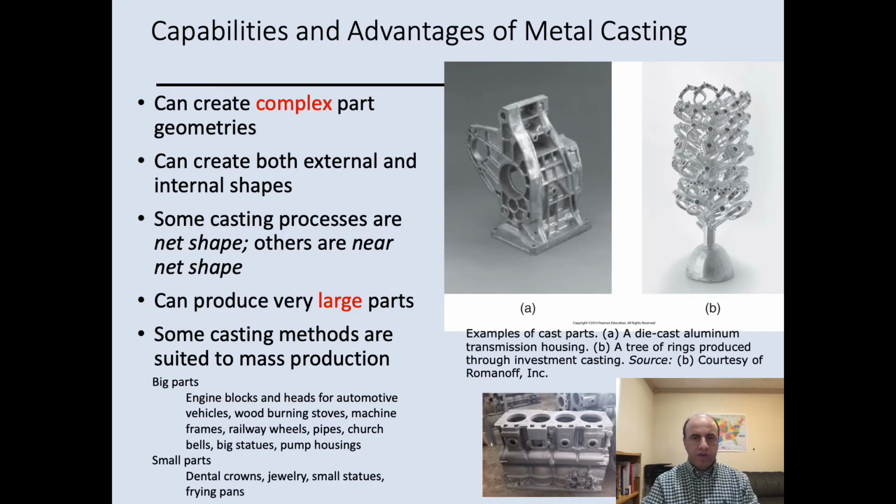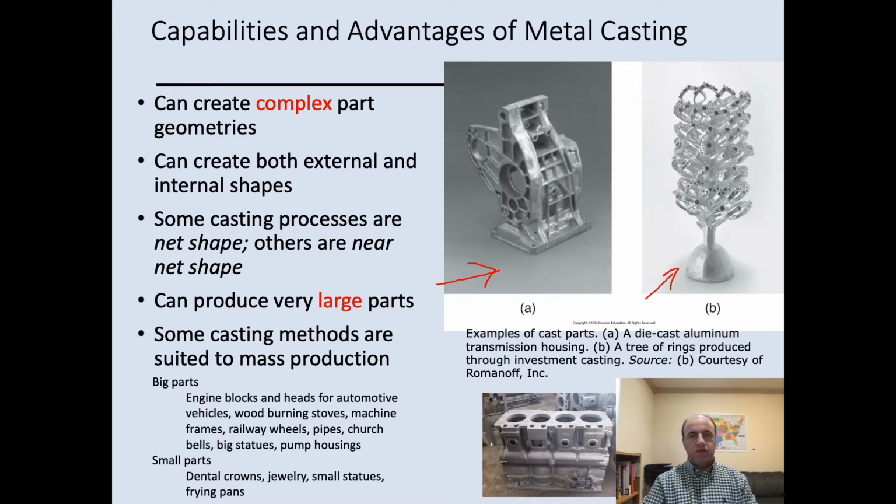What are the capabilities and advantages of metal casting? Metal casting can create complex part geometry, such as this example. This one is a die-cast aluminum transmission housing, and this one is a trio of rings produced by investment casting.